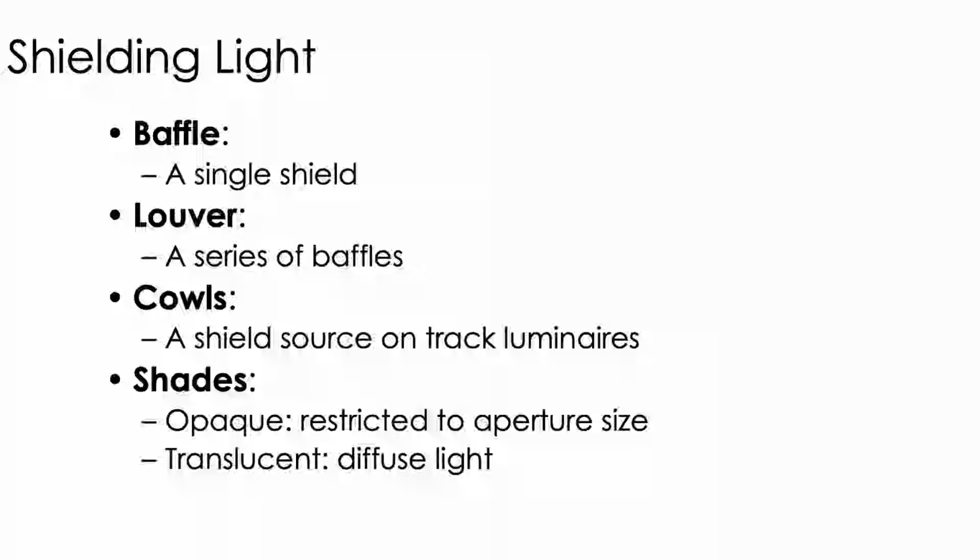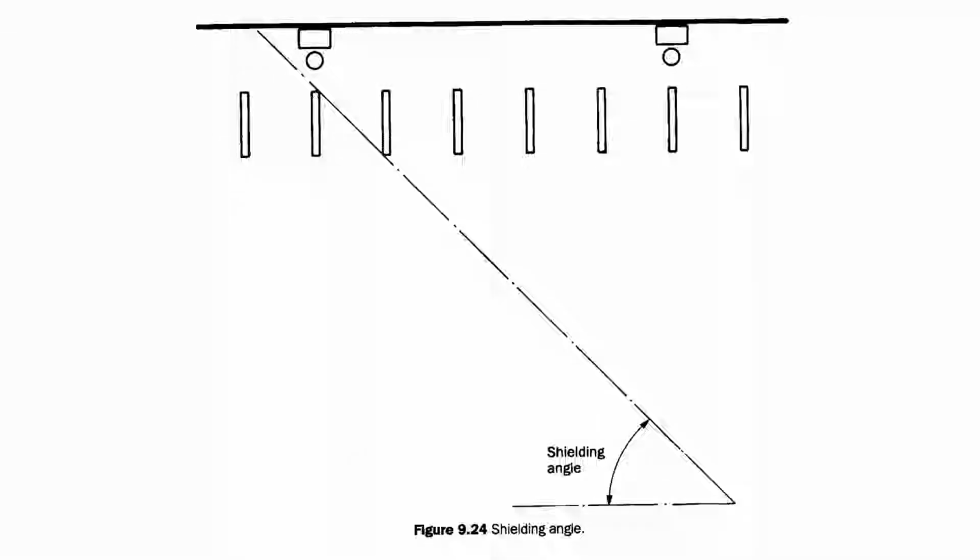And there are baffles, which is basically a single shield, and a louver, which is a series of baffles, typically in opposite directions. They call that an egg crate louver, by the way, if it's in something like an elevator, which is a common thing. But there are other things, cowls and shades. Those all perform a very similar effect. And the shielding angle is what these are all working on. So if you understand that our field of view is in a particular direction, you can essentially calculate that shielding angle, which is about 45 degrees.